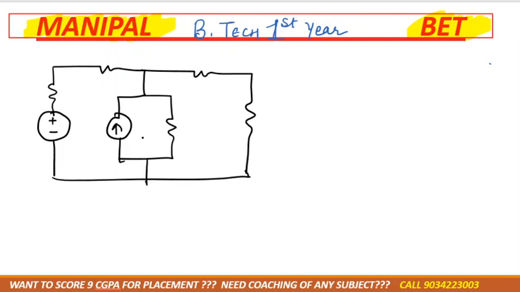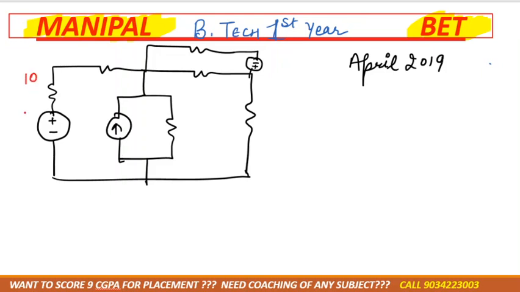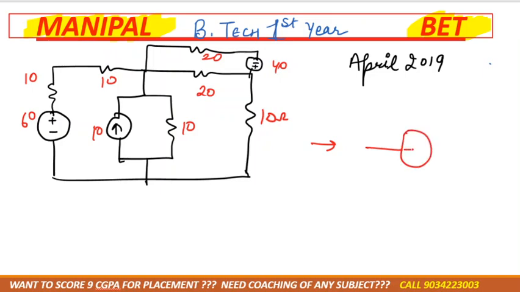Now the same question which I gave you earlier, this is from the April 2019 paper. I'll write it down also. This is from April 2019. Okay, 10, 60, 10, 10, 10, 20, 20, 40 and 10 ohm, and its final answer is, if you have any doubt then you can obviously ask me. Your final answer is 20 volt, 6.25 ohm. Now tell me orally how can we do it.